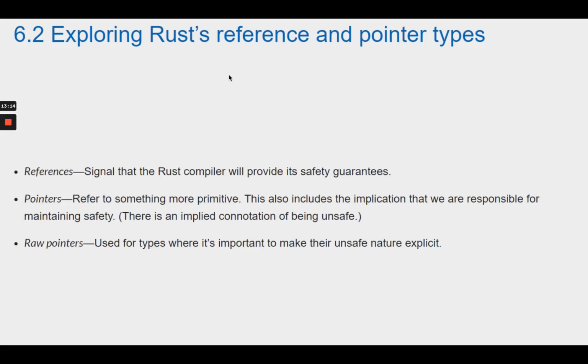References. Signal that the Rust compiler will provide its safety guarantees. Pointers. Refer to something more primitive. This also includes the implication that we are responsible for maintaining safety. There is an implied connotation of being unsafe. Raw pointers. Used for types where it's important to make their unsafe nature explicit.